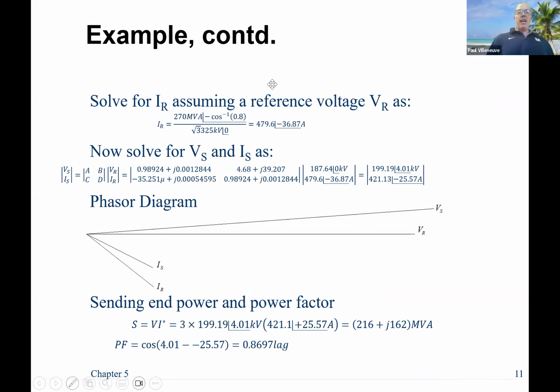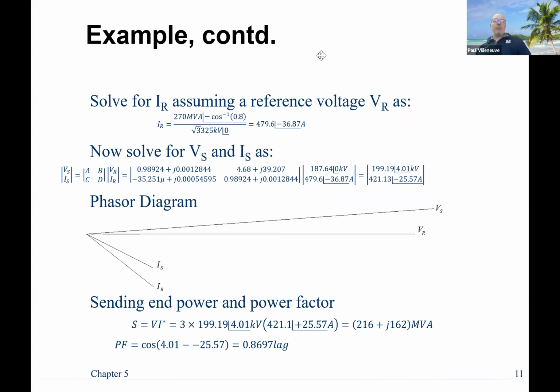So I can actually write an equation for I. My IR is going to be equal to 270 MVA at an angle of inverse cosine of 0.8, or 36.87. Notice the angle is negative because I want this to be a lagging power factor. So I need to specify the negative there. And then I divide by the line voltage, which means I need the square root of 3 there. So my receiving end current, what is delivered to the load, is almost 480 amps at an angle of minus 36.87.